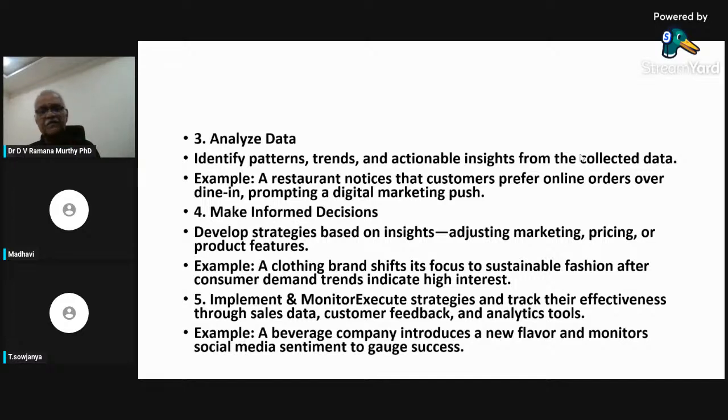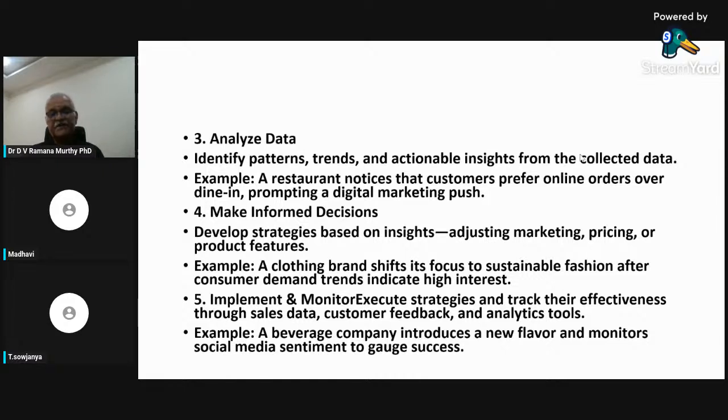For example, a clothing brand shifts its focus to sustainable fashion after customer demand trends indicate high interest in sustainable fashion. So they go in for ethical production and ethical marketing approaches, and they design a clothing brand and deliver it. After implementation, you have to again go into the market and take customer feedback through whatever way is possible, and through analytical tools you analyze again whether we are right or wrong in our approach. Because after all this, you take an informed decision and implement your decision, right?